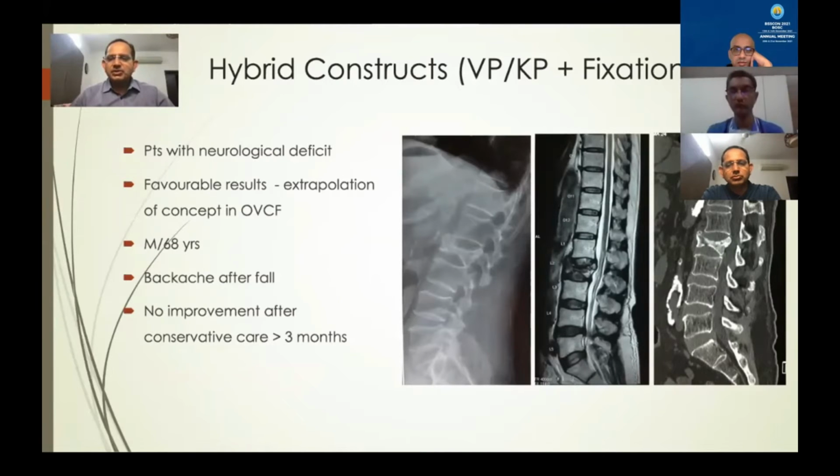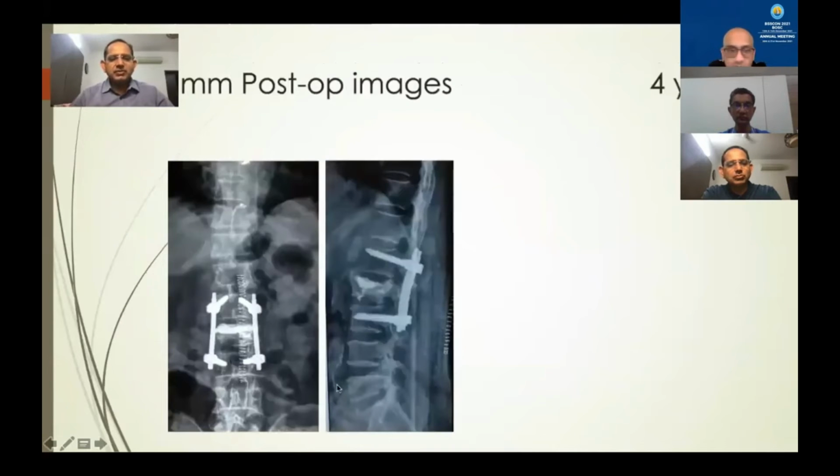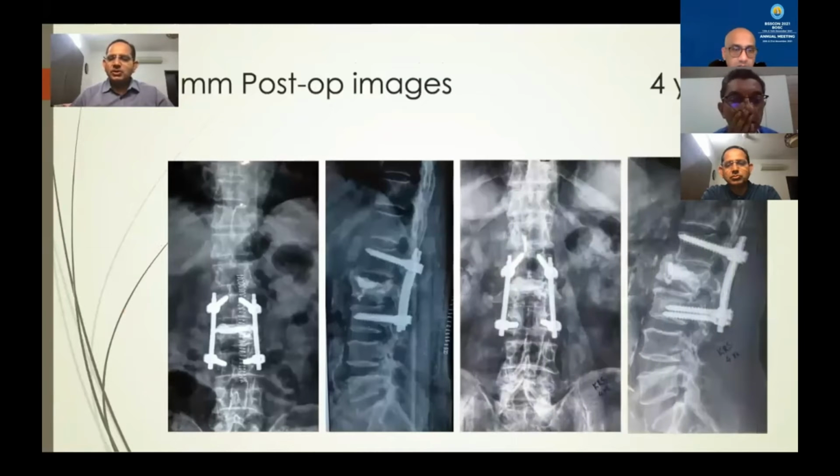These are the images of a 68-year-old male who presented to me with persistent back pain following a fall. And if you notice, he has a pincer variety of a fracture with superior and inferior end plate fractures. I decided to go ahead with a hybrid fixation, and over 4 years, he stood the test of time, although there was some degree of collapse which was visible.